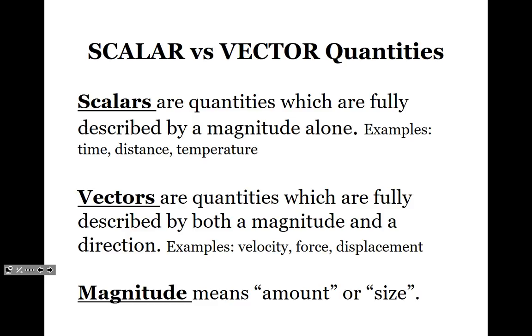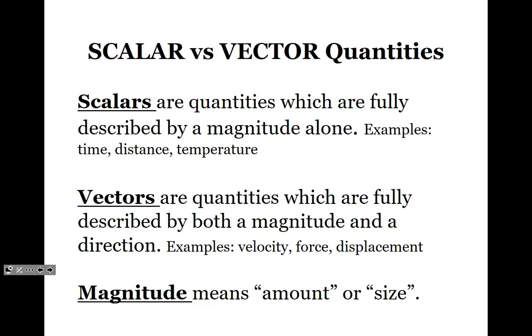A scalar is a quantity that is going to fully describe the magnitude. An example of this is going to be our time, our distance, and our temperature. Vectors are quantities that are fully described by both the magnitude and the direction. So an example of that is velocity, force, and displacement. And make sure that you're understanding what the word magnitude means. It is an amount or a size of something.